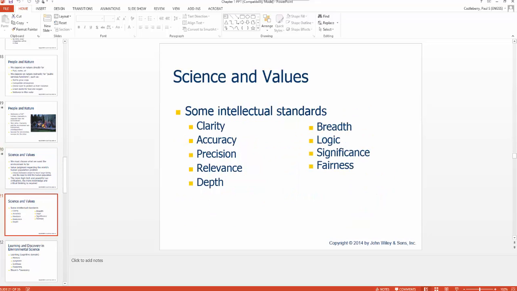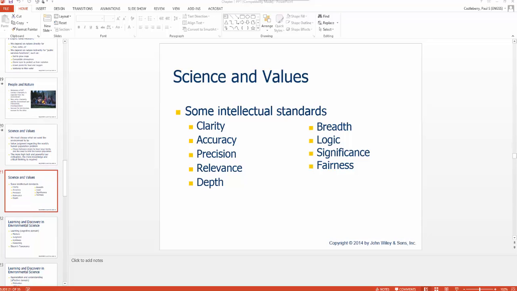So let's take a look at some intellectual standards. And we'll go through each one of these just briefly. But some of the things that we need from science is we need to have clarity when we're looking at a problem. We need to be able to accurately and precisely identify what the issues are. Now there is a difference between accuracy and precision. Think about it like this. Let's say that you are actually playing darts. Okay, many of us have played darts before, and to be accurate, we need to hit the bullseye.